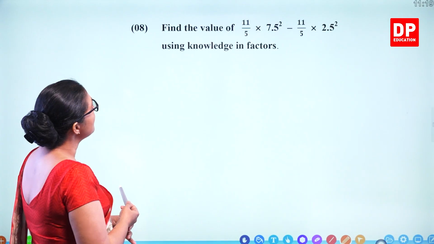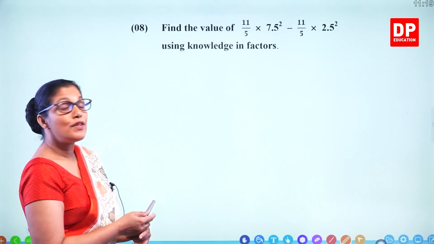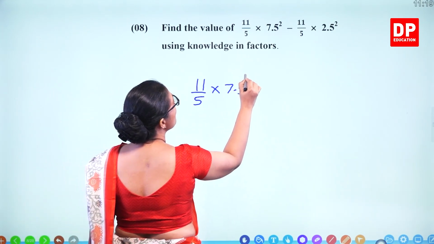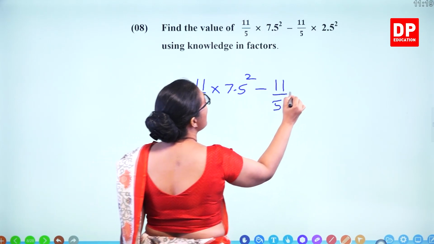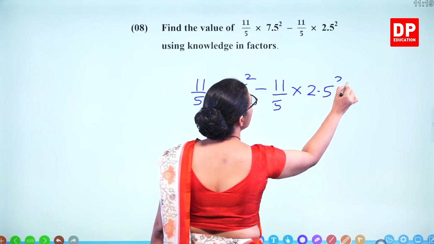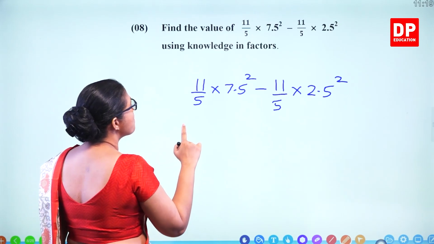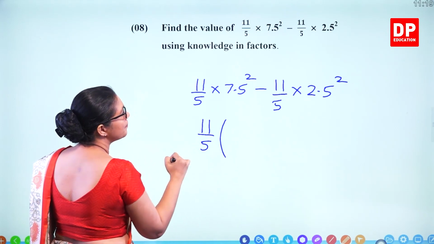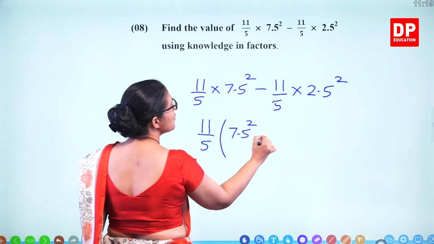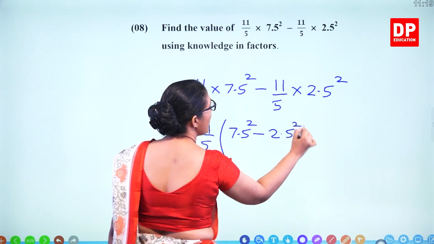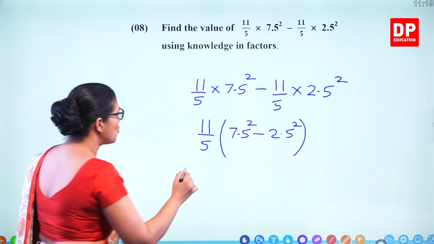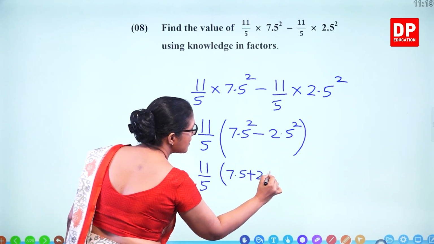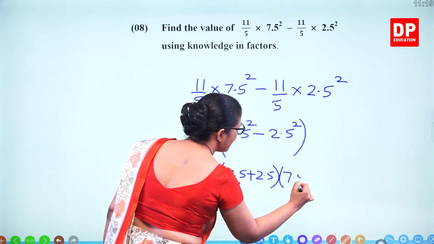Question number 8. Find the value of this using knowledge in factors. 11 over 5 into 7.5 squared minus 11 over 5 into 2.5 squared. 11 over 5 is common. We'll factorize. Take it out. You get 7.5 squared minus 2.5 squared. Difference between two squared terms. You can write one as plus and one as negative.